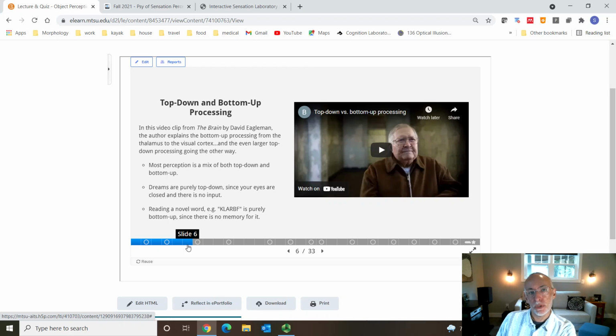Right? And we can see pure bottom-up information when you're recognizing something completely new. And we can see pure top-down information in dreams and hallucinations, when only the internal model, only the top-down information, is present.